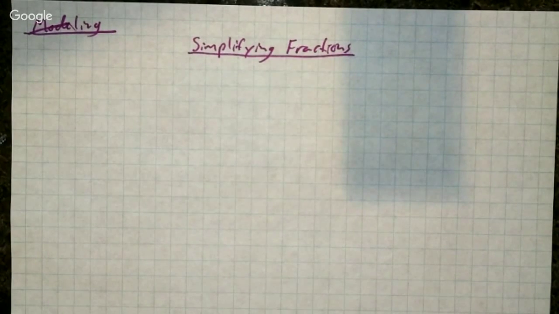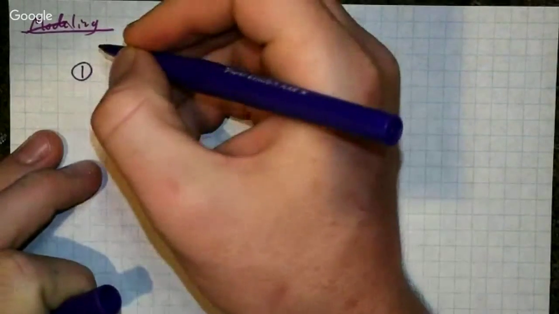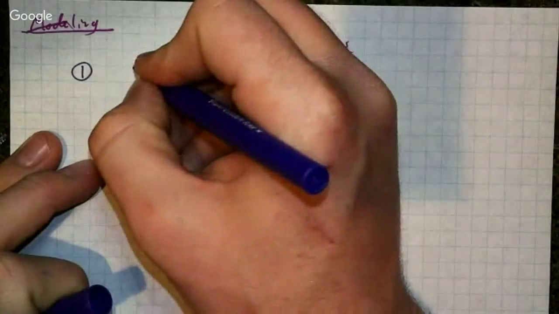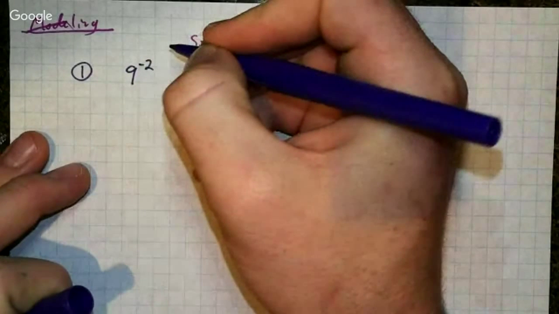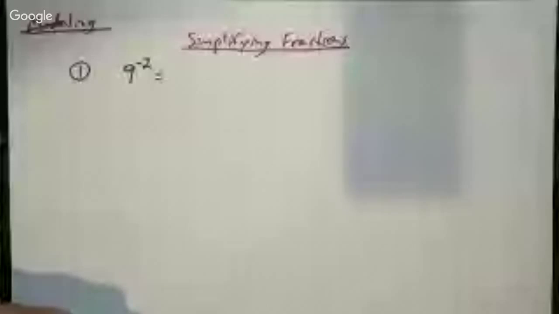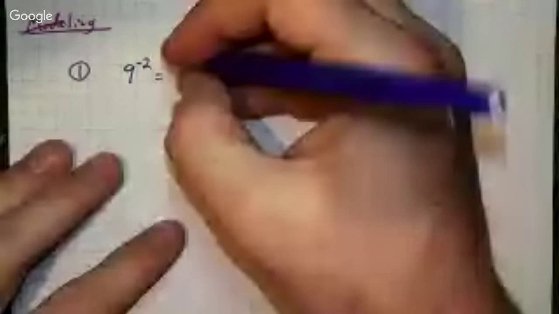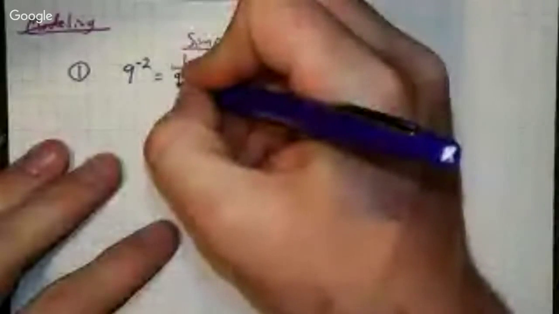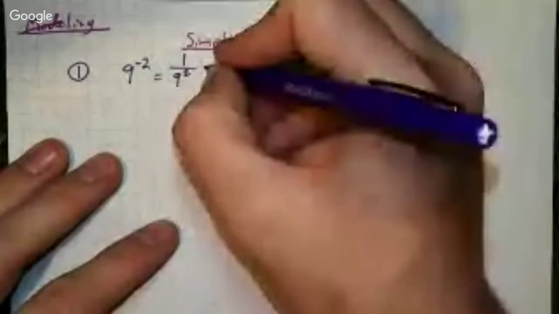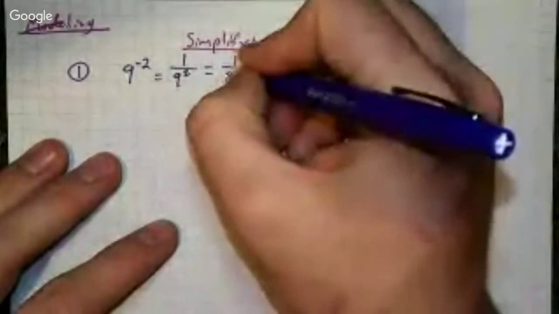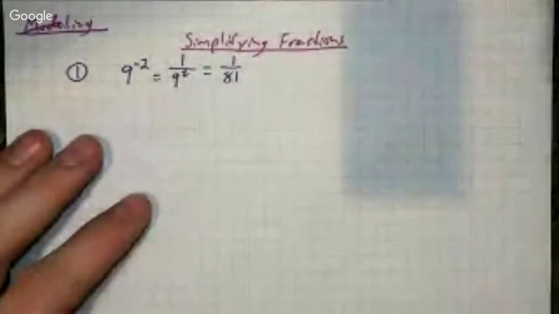All right. Number one, let's say we have a simple problem of 9 to the power of negative 2. Using the formula we showed in our definition, it's going to be 1 over 9 to the power of positive 2, which would give us 1 over 81. And that's our answer right there.